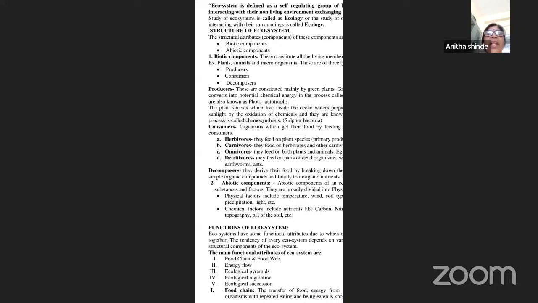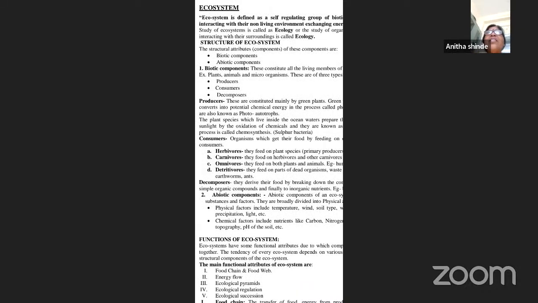How do these plants synthesize the food? The plants synthesize their own food, so we can also call them autotrophs. We call them photoautotrophs because they take the light from the solar energy and convert that solar energy into chemical energy through a process called photosynthesis. So the producers are nothing but the green plants, which we call photoautotrophs.